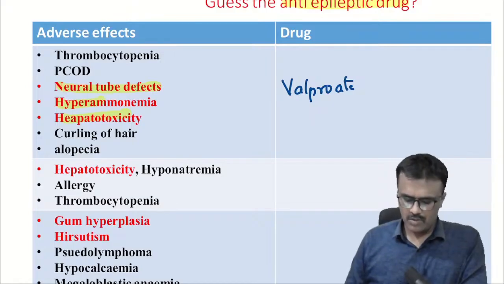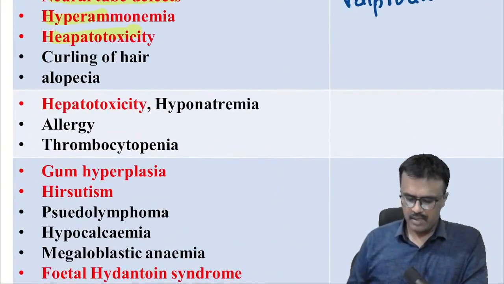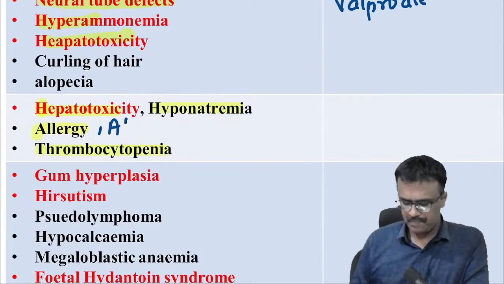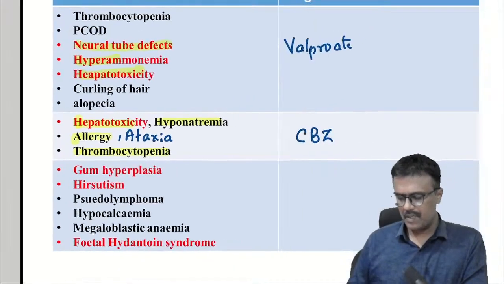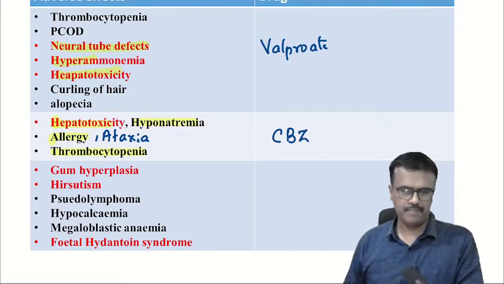So thrombocytopenia, PCOD, curling of hair, alopecia, valproate. Remember hepatotoxicity, hyponatremia, thrombocytopenia, allergy, and ataxia. These are seen with carbamazepine. So what should be remembered? I have made them in red.